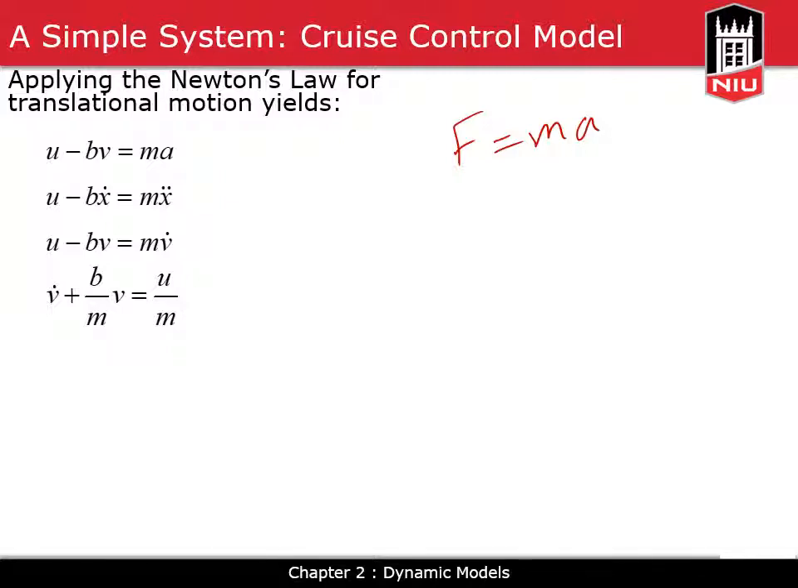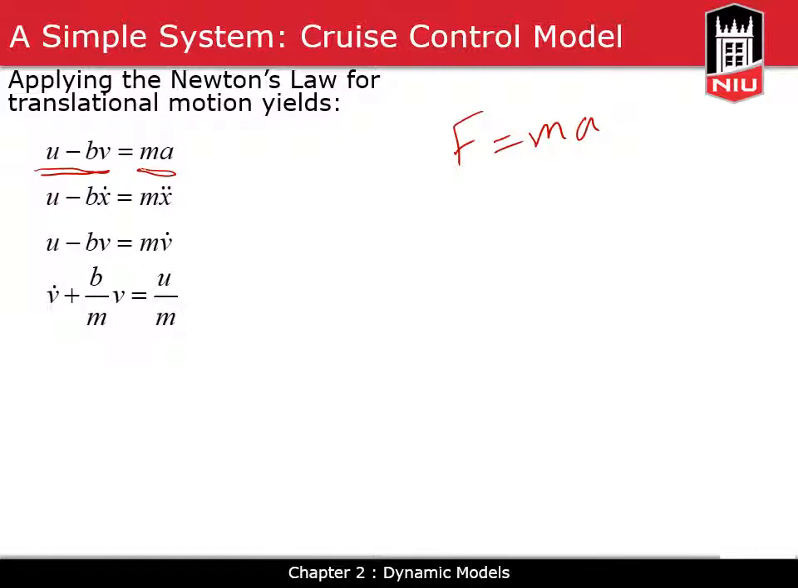In this case, it would be the force u, which is to the right, and the friction force in the opposite direction. So the net force would be u minus b times v. So F is u minus b times v. That must be equal to m times a. You know that v is the derivative of position x, and a, acceleration, is the derivative of v.